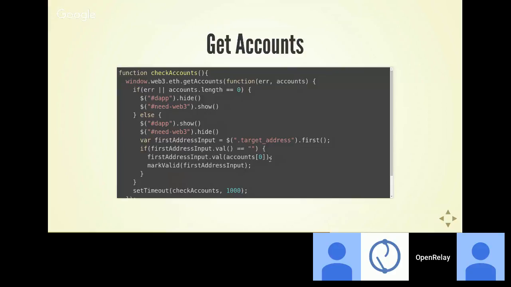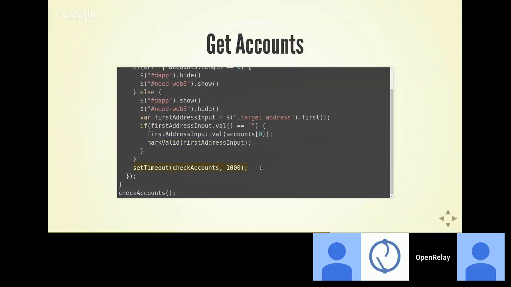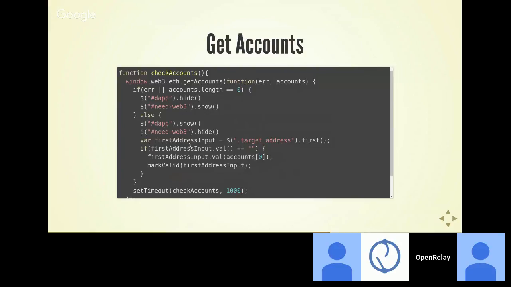Once we have populated that input with the address, we run our validation step. That will make sure that the address is valid. And since we just pulled it from getAccounts, it really should be valid in this case. But that will also mark the field appropriately so that it will show up later as a valid address. We also set a timeout to check accounts once every 1,000 milliseconds, or once a second. So this is going to call back to the same function that we just called a second later.